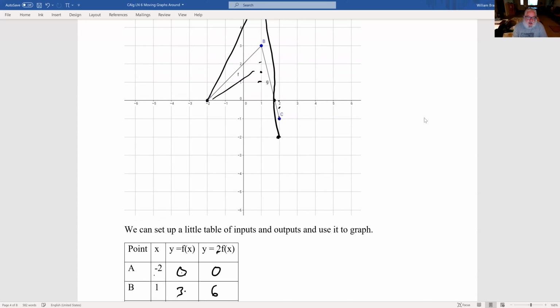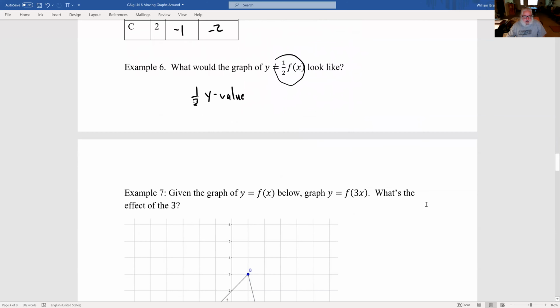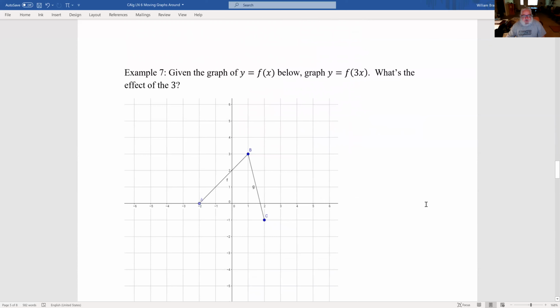So multiplying by 1/2 actually stretches it, compresses it, shrinks it, whatever word you want, down towards the x-axis. So bigger than 1, you stretch it away. Smaller than 1, you compress it. Okay, what's f of 3x? Now this is inside, right? So this is going to move it left to right.